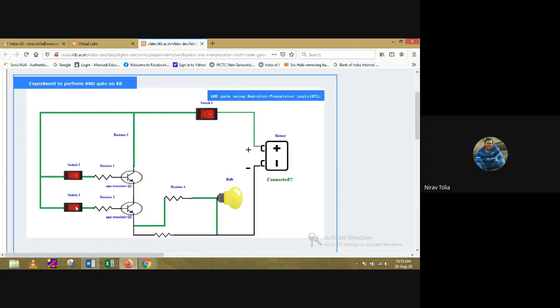Now you can easily see the lamp is on. So this is the truth table of the AND gate which we have verified. Again I am repeating, if both are 0, then 0; 0, 1 gives 0; 1, 0 gives 0; but 1, 1 gives 1. So this is a simple thing you can do by yourself also in a virtual lab. It is very much useful.